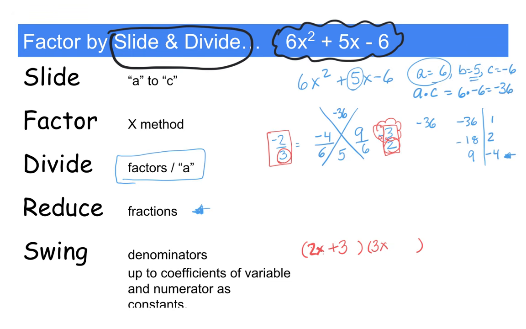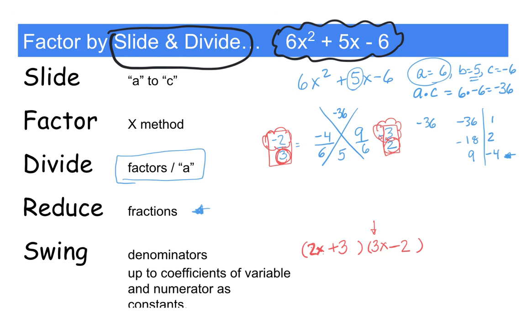And then right here in this situation, where the denominator of 3 came in and became the coefficient of x, I'm going to need to use the negative 2 as the constant, or minus 2. So my factors end up becoming 2x plus 3 as one of the factors, and 3x minus 2 as the other factor. And of course, you can FOIL it out to make sure it works out.